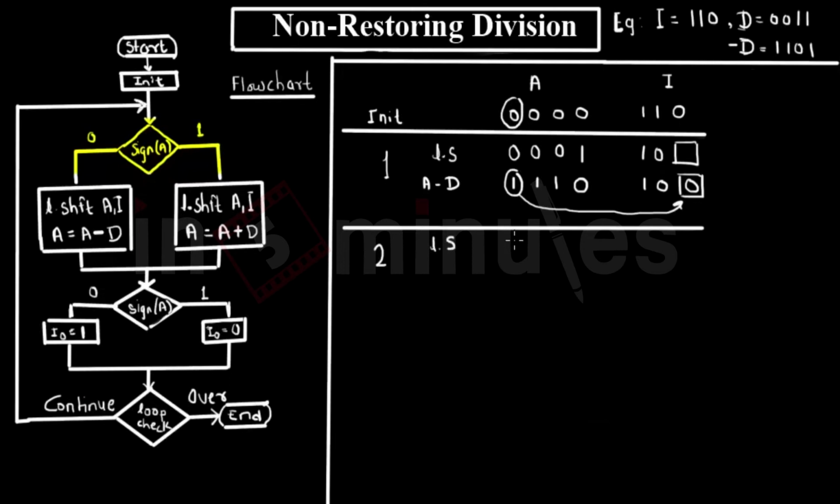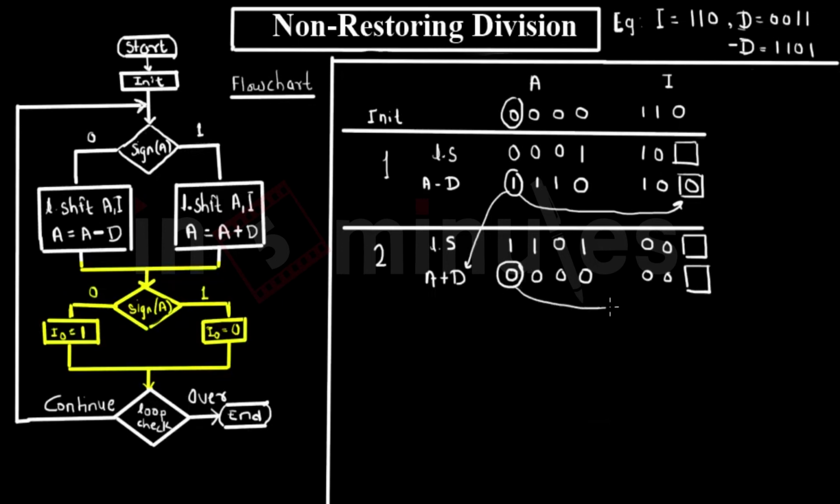Perform the left shift first. So 1, 1, 0, 1, 0, 0, unassigned. Now since this is 1, we are going to perform addition A plus D, and this gives 0, 0, 0, 0. The carry is obviously discarded, and 0, 0. Now let's assign I0 depending on the sign of A again. So this time it's 1. So second iteration is complete.